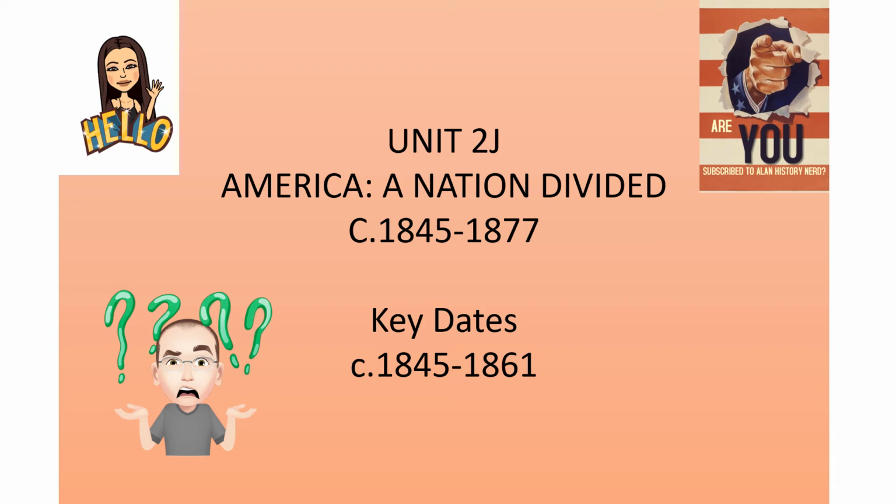This video is a run through of the dates you need to know if you are studying AQA A-Level History, Unit 2J, America: A Nation Divided. These dates are going to be focused on the first year of the course, so circa 1845 through until 1861, and I'm also going to be doing a specific emphasis on the 2022 pre-release from AQA.